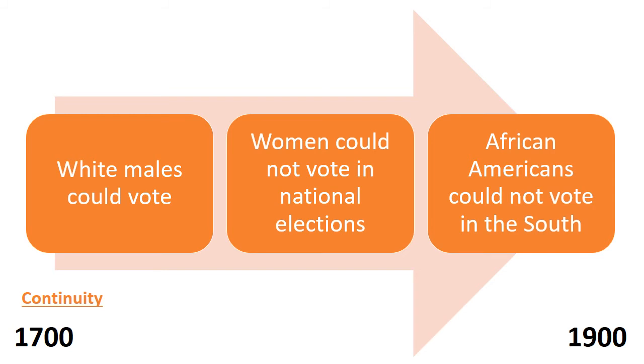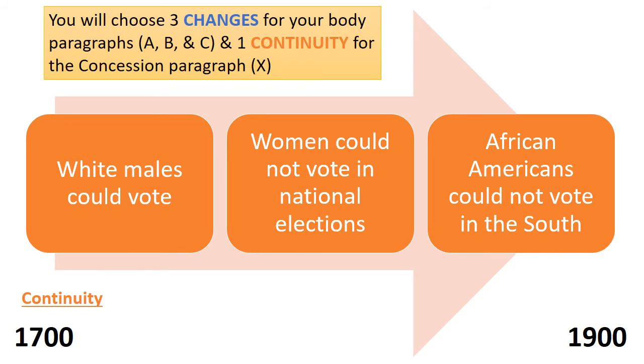Remember, there are ways in the South that African Americans were kept from voting. You would use those as examples to support that particular claim. Overall, you'll notice that there are more changes than continuities. Therefore, that's going to be the focus of your paper. You will choose 3 changes for your body paragraphs and 1 continuity for your concession paragraph. I'll talk about the outline at the very end.